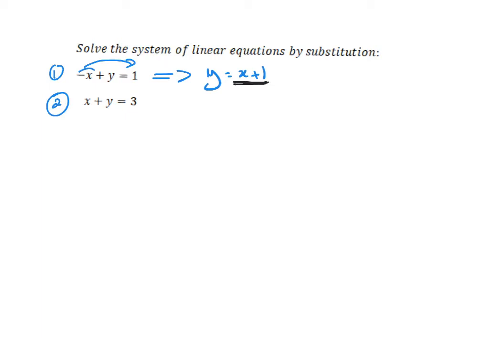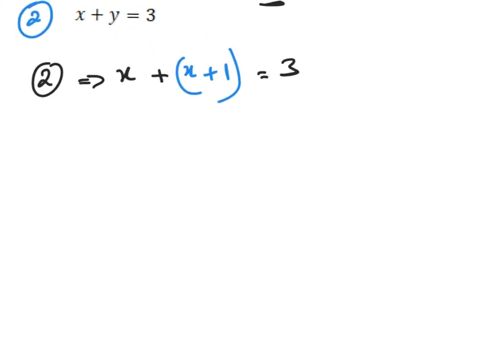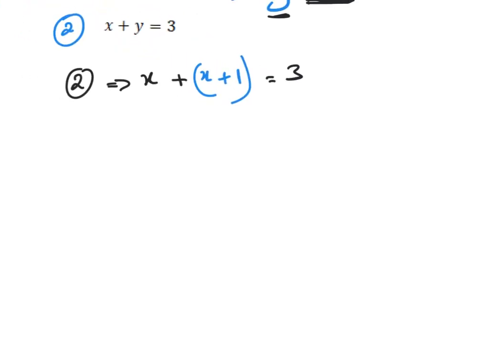This is equation number 2 here. So we have x plus, and we know that y equals x plus 1, so we substitute y by x plus 1, and that equals 3. Now we only have one variable to solve for. So we can remove the parentheses, and we're going to have 2x.